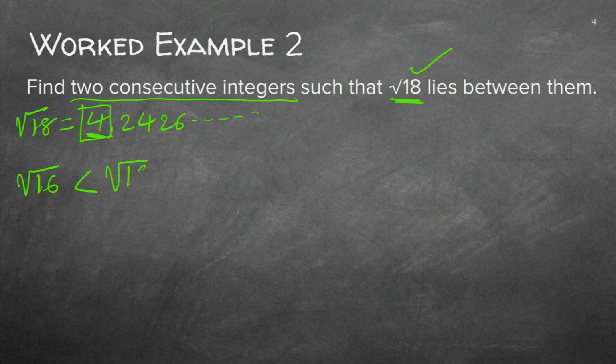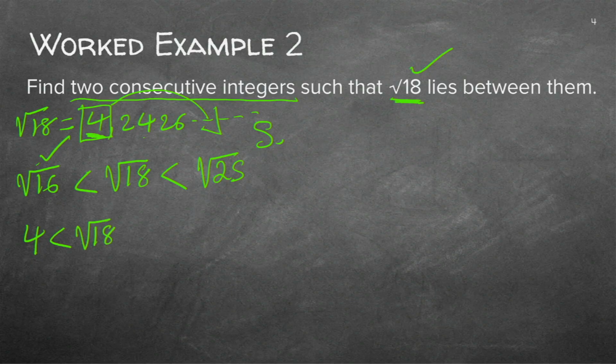So we're going to write the square root of 18 there, and then look for another value which is after 4. A value after 4 should be 5, and 5 is given by the square root of 25. Okay, so this is how we do it. The square root of 16 is 4, and we're saying 4 is less than the square root of 18, which is also less than the square root of 25, which is 5. So the two consecutive integers so that the square root of 18 lies between them are 4 and 5.